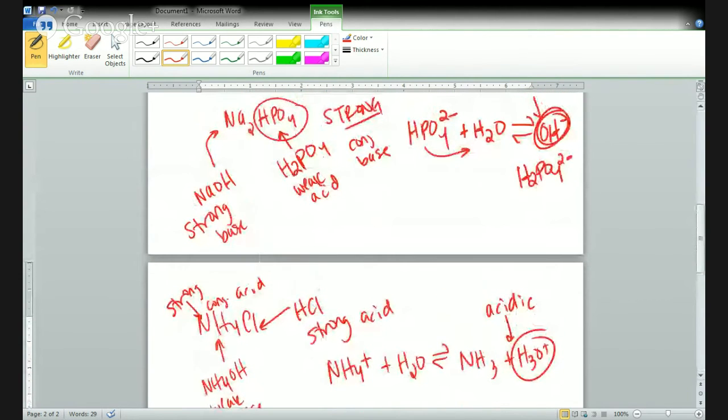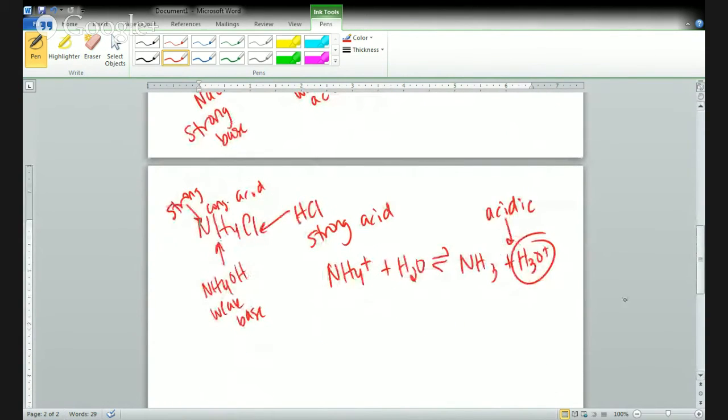Then the part that's weak is going to be the one that interacts with the water. So because I was made from a strong base, this back part is going to be the one that picks apart the water molecule, leaving the ion you need behind. So if you have a strong base, your solution has to end up with OH minus ions. And if you have a strong acid, your solution has to end up with H3O plus ions.